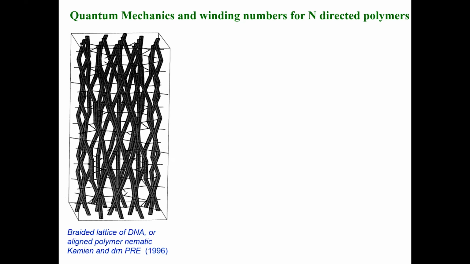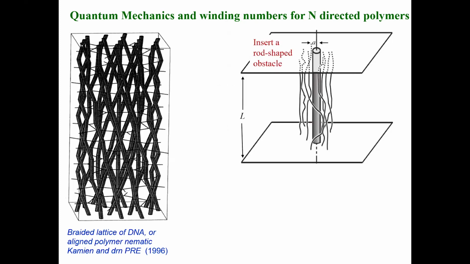This is actually a simple model of a crystalline, a proposed braided phase of DNA that I studied with Randall Kamien a while ago. It was 1996, so it really is a while ago. But we could ask what happens when I insert a barrier into such problems. And the winding and the entanglements, of course, will play a very important role in the dynamics of these objects.